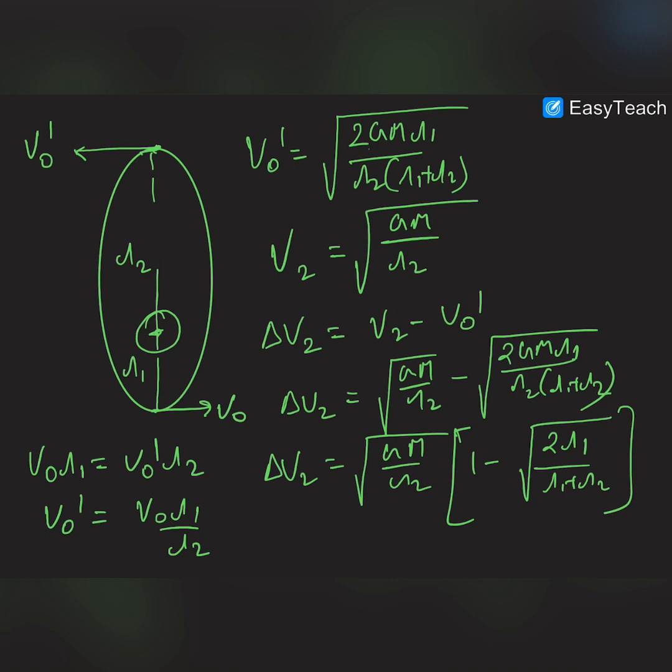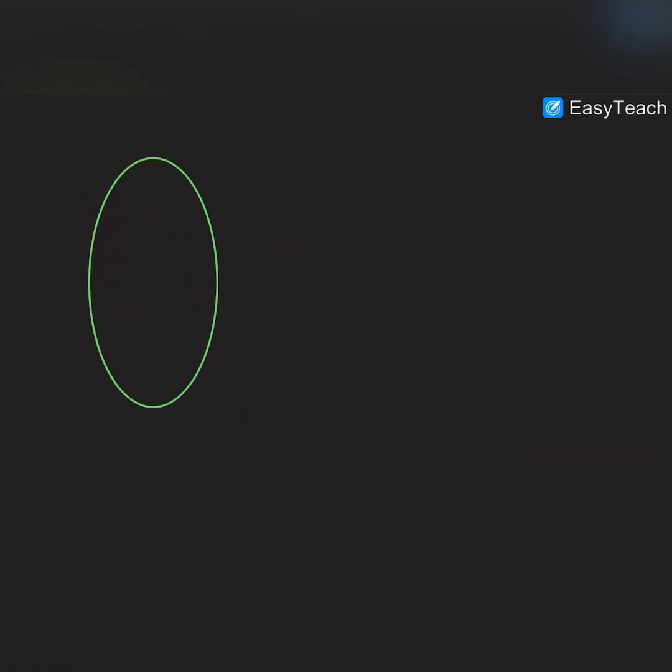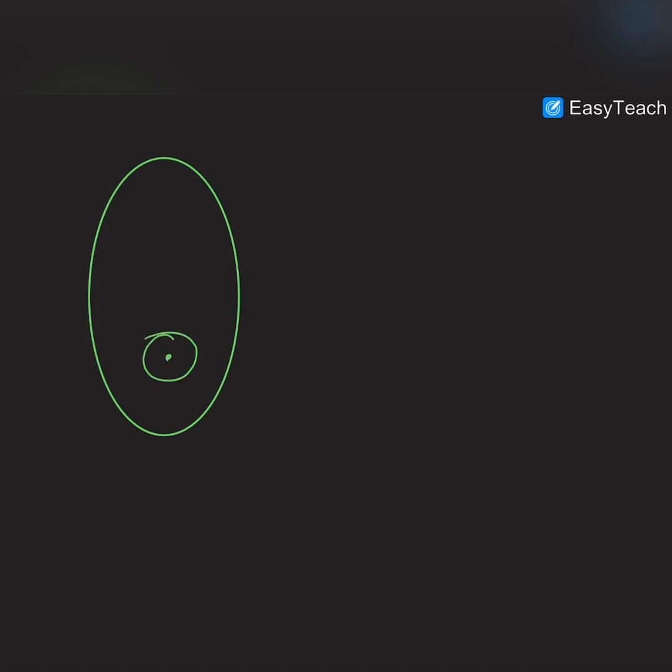Now we can also find out the time taken by the satellite to get transferred from one orbit to another. So let us again analyze that this is the elliptical path, and this is the center of the planet, this point is perigee, and this point is apogee.